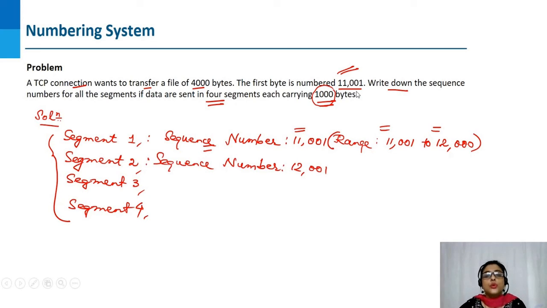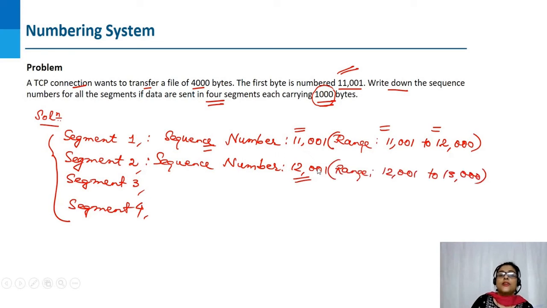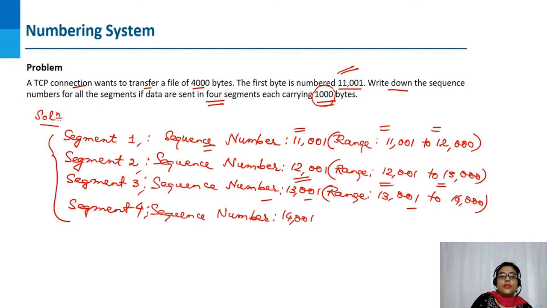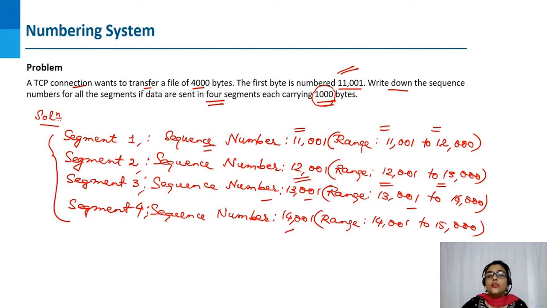Segment 2 will start with the sequence number 12,001, and its range should be from 12,001 to 13,000. Segment 3 should start with sequence number 13,001, and its range should be 13,001 to 14,000. For segment 4, the sequence number should start with 14,001, and the range will be 14,001 to 15,000.